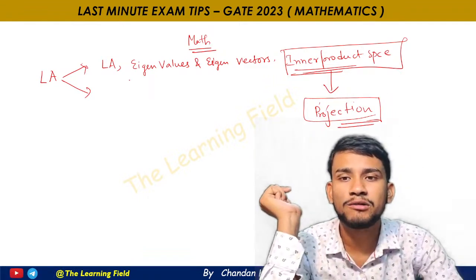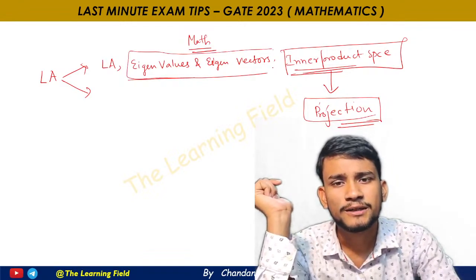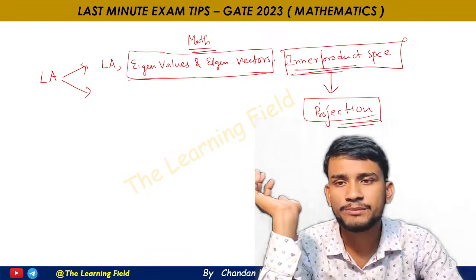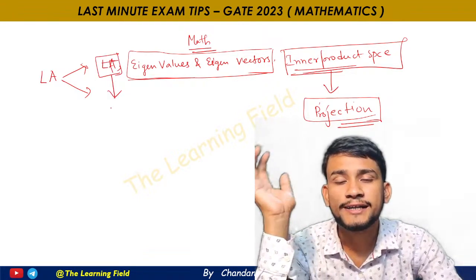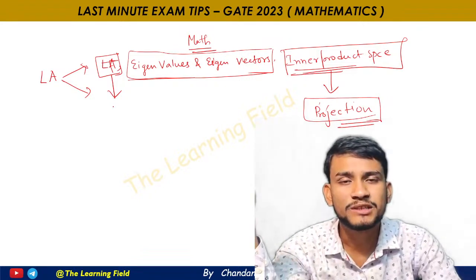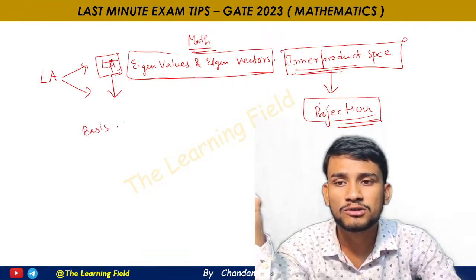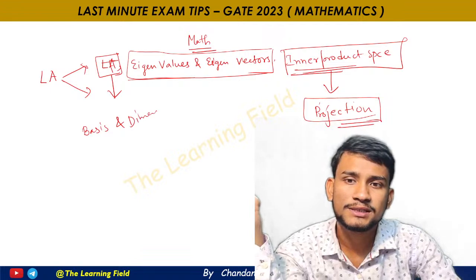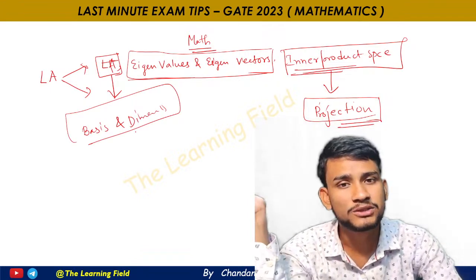And from eigenvalue and eigenvector, you all know that the topics of eigenvalue and eigenvector are a very important topic of linear algebra. Then the second one is linear transformation. Here the range space, the null space, these types of questions. Dimensions, and one more important is basis and dimensions. They also take questions from the basis and dimension topics.